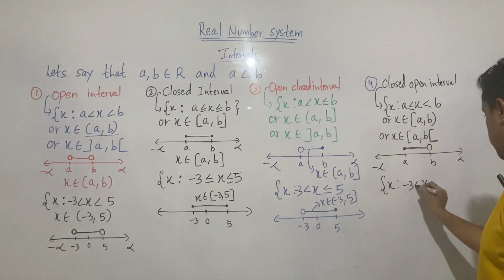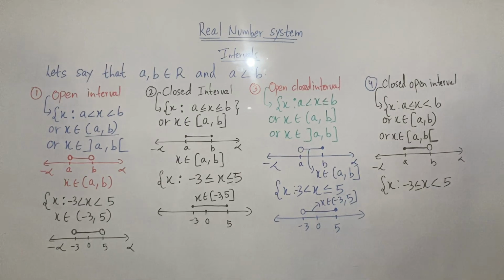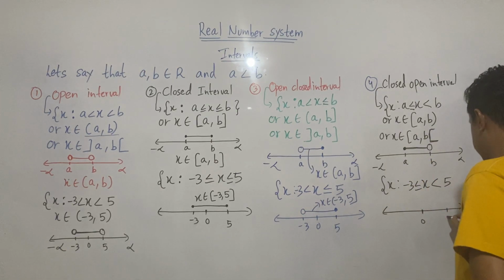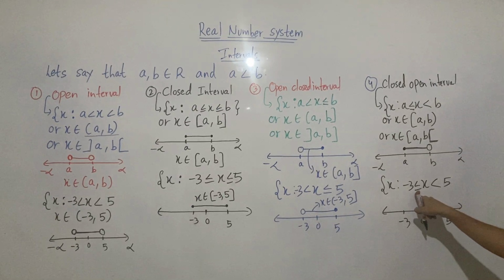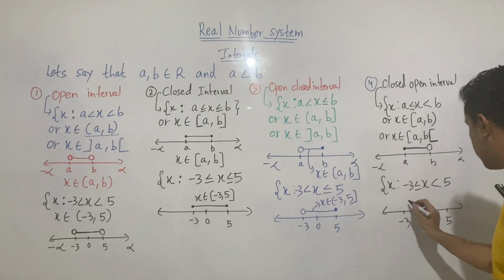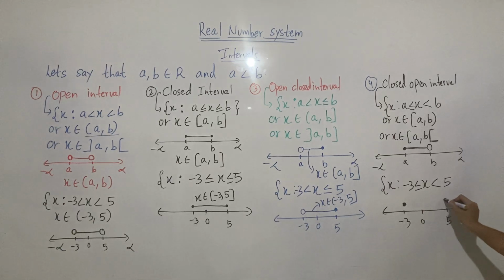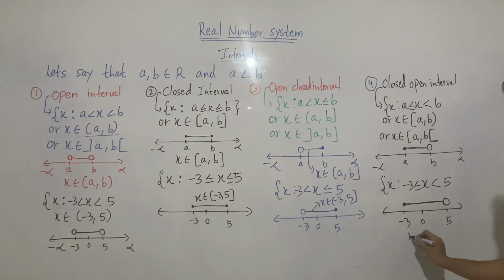Okay, now let's take the same example here, x, and here this is closed open, meaning that here -3 we have to include, and we are not going to include 5. Okay, so here how it's going to look like, here 0, here 5, here -3. So here this is included, right? Why? Because it has a closed bracket. So here we are just going to use a solid dot, and this is open, so here a hollow dot. Okay, so this represents your closed open interval -3 to 5.